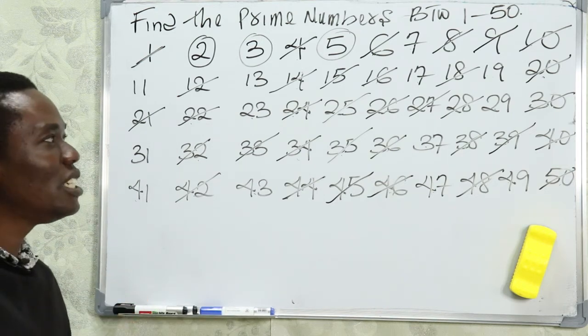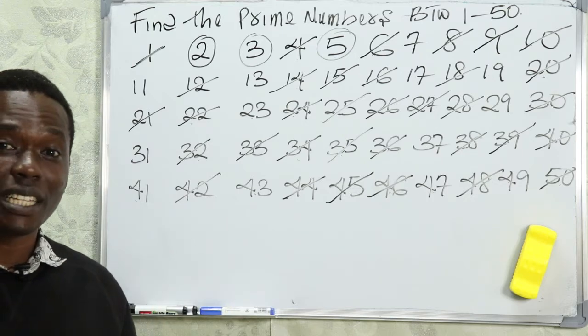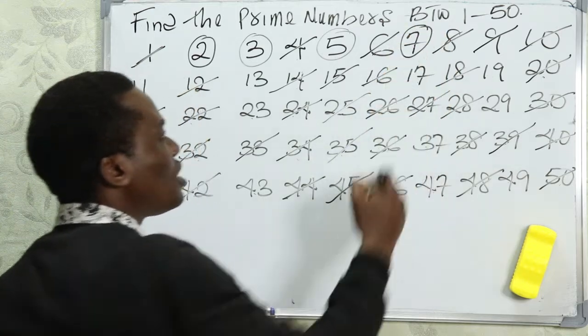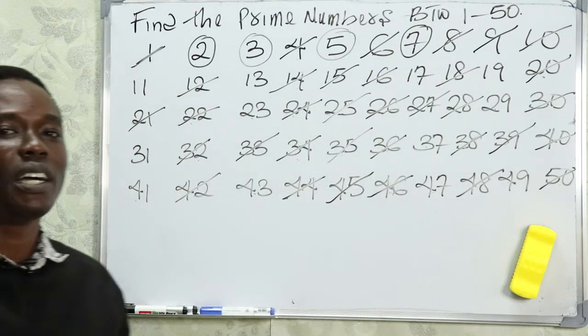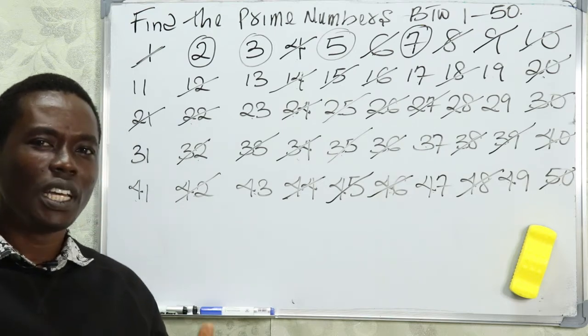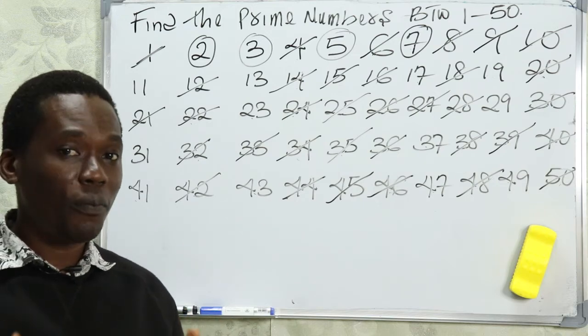Now the next thing we need to do is to look for the next prime number after 5. What is the next prime number? 7. Thank you very much. So you see, we'll circle 7. It's a prime number. So we are now going to consider the multiples of 7, and these multiples of 7 are not prime numbers.